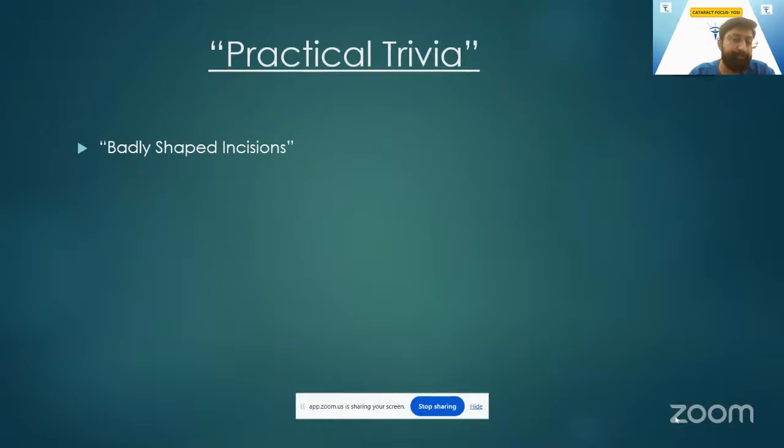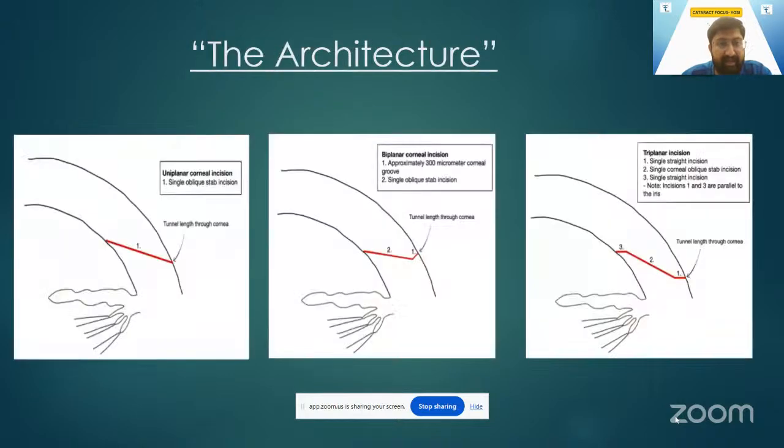The rule about a clear corneal incision is that the first time you go, it should be parallel to the iris. When you try to put that dimple and enter the anterior chamber, it ruins the inside of that incision. That's why they say you enter it straight. So that's the practical trivia of that side.